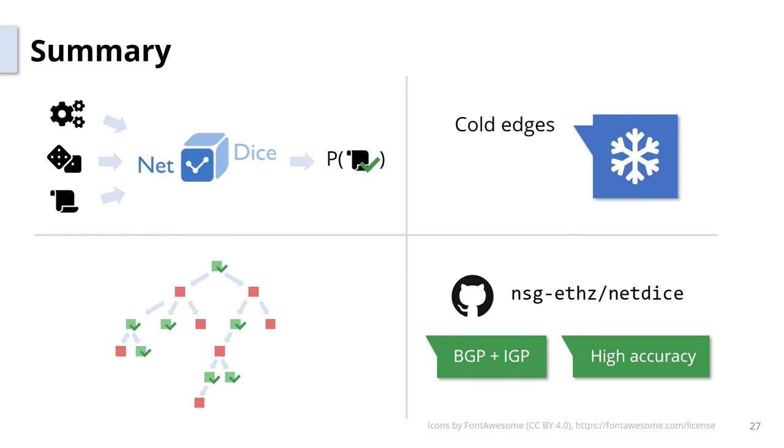So with that, I would like to summarize. We have seen NetDice, which takes as input a set of network configurations, an expressive failure model, and a property to compute the probability that the property holds in the network. NetDice uses the key idea of cold edges to effectively prune the failure state and explore it in an efficient manner. NetDice is publicly available on GitHub, supports BGP and common IGPs, and can be used for accurate analysis.